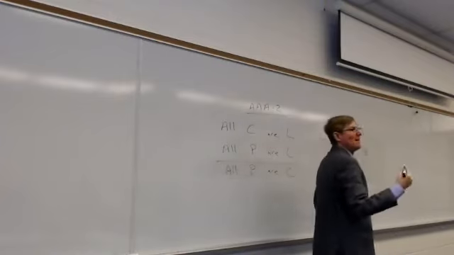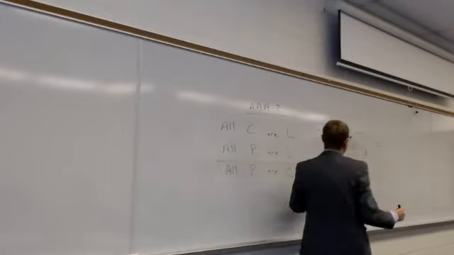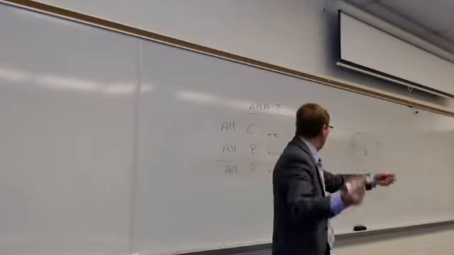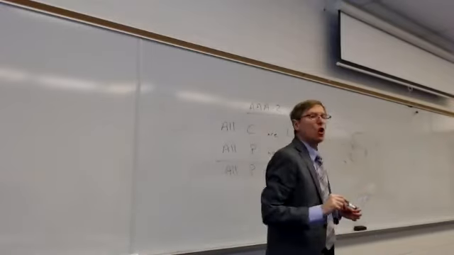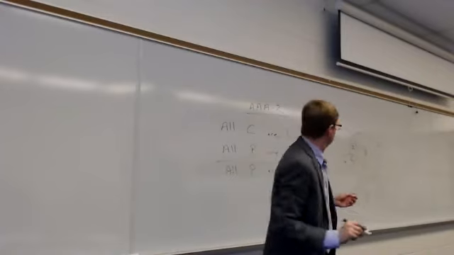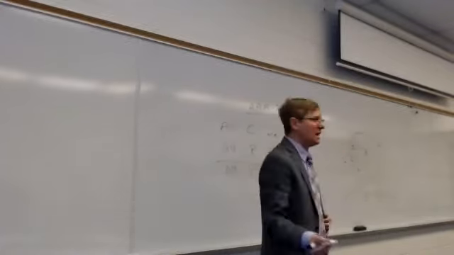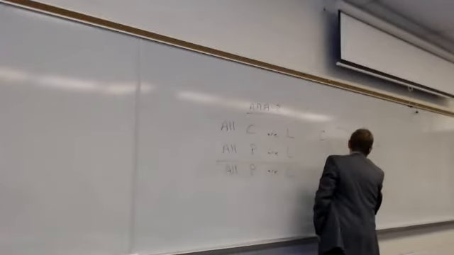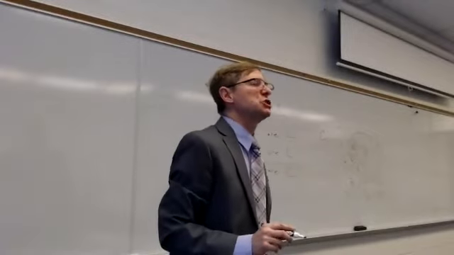3 is L but not C and not P. 4 is C and P but not L. 5 represents the area that's all of the 3 things. 6 is L and P but not C, and then finally, what I'm labeling 7 is P but not C and L.